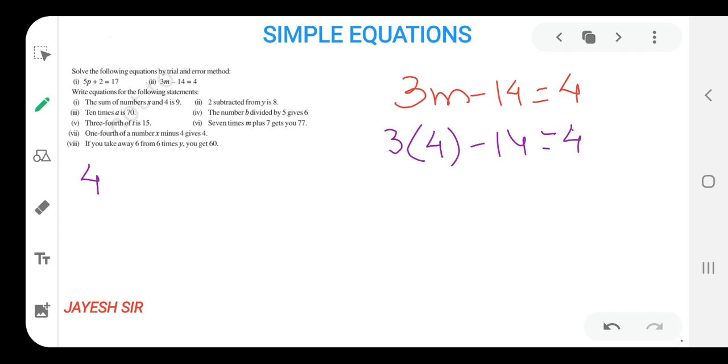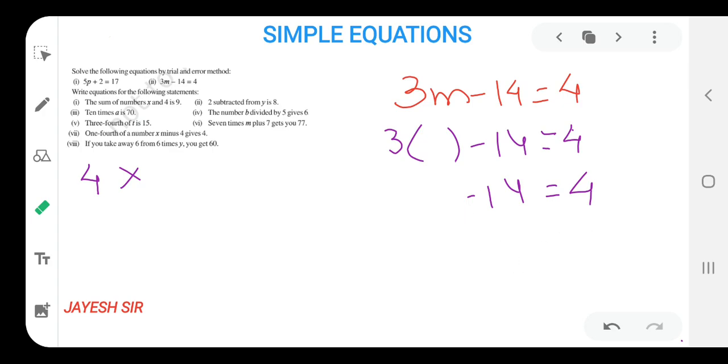So no need to worry. If you want to check, you can check by putting from 1 also. So no problem in that. So 12 minus 14 is not equals to 4. We can say that means minus 2 is not equals to 4. So after putting the value as 4, we are not getting the answer correctly.